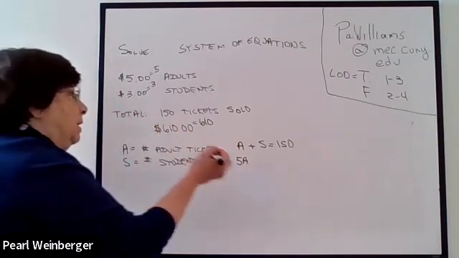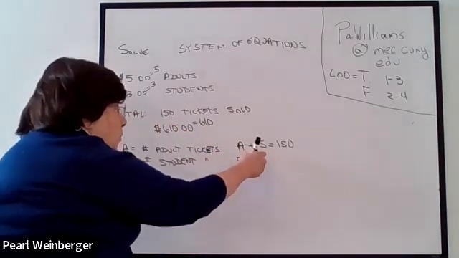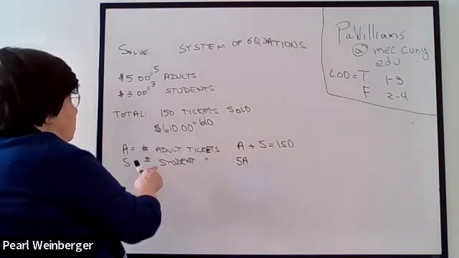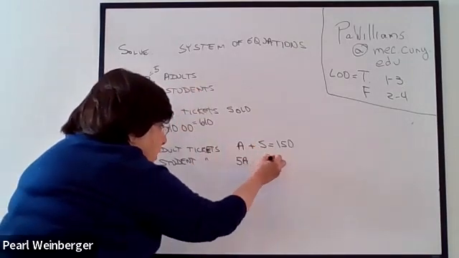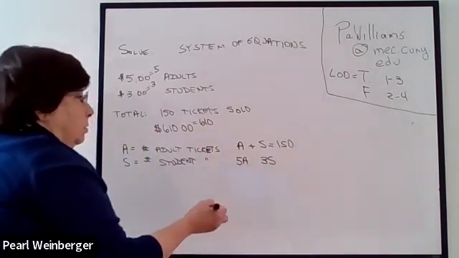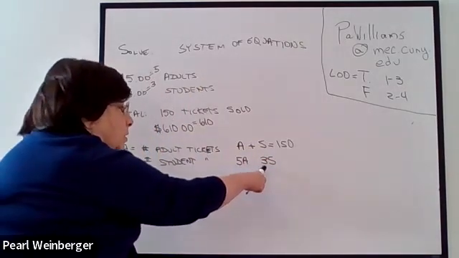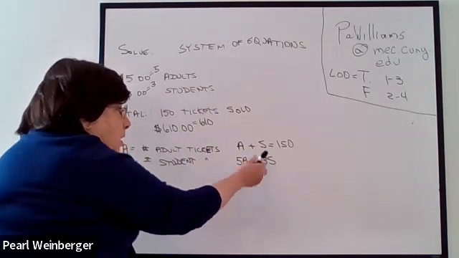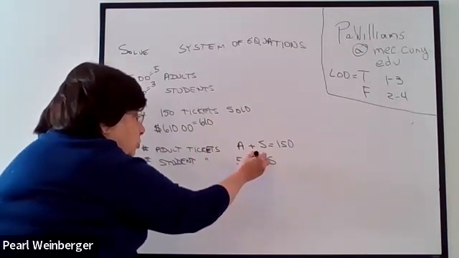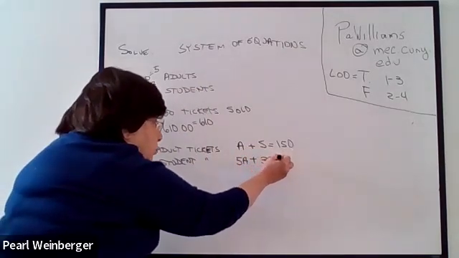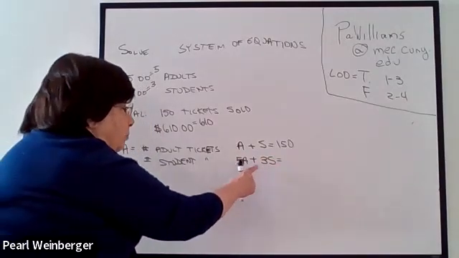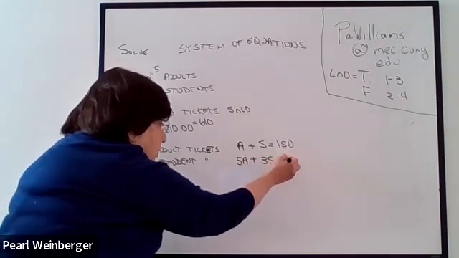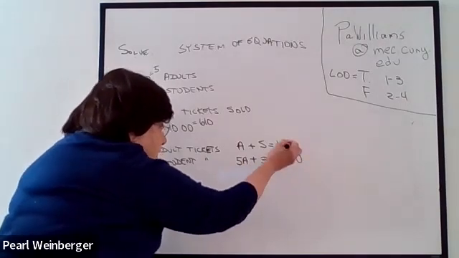How much did they make on the student tickets? Well, each student ticket is $3. So they're making 3S for the student tickets. And together, these two are going to add up to the total amount of money that they got. So the 5A plus the 3S will just give us 610.